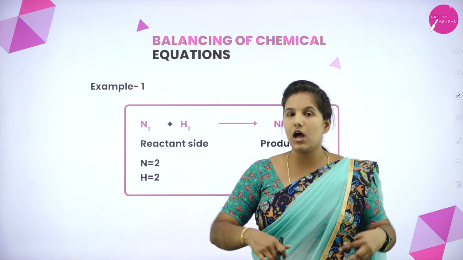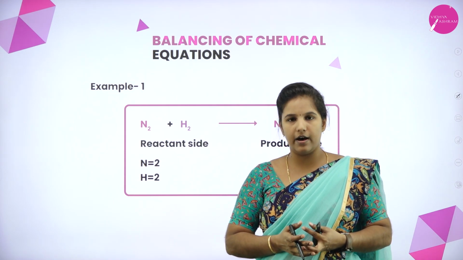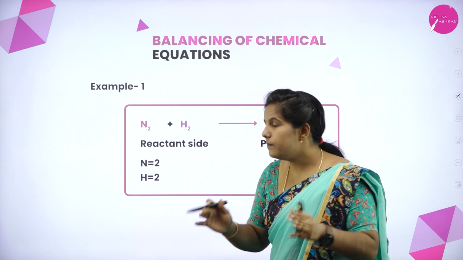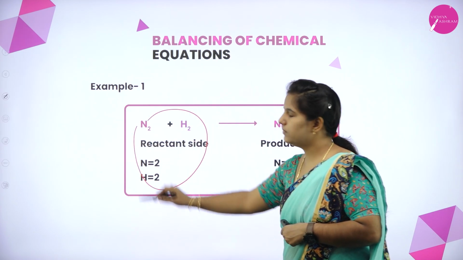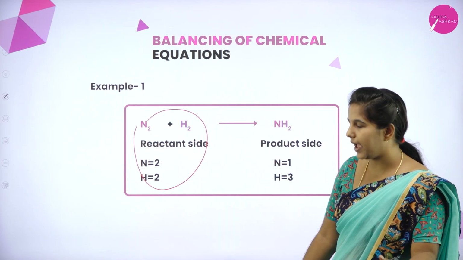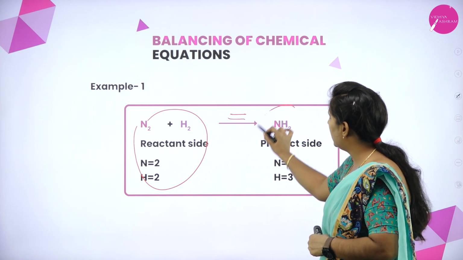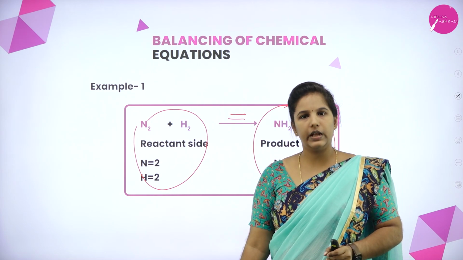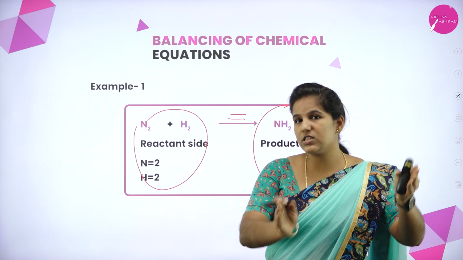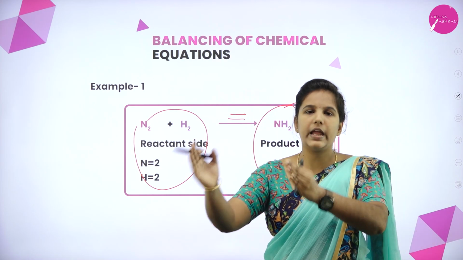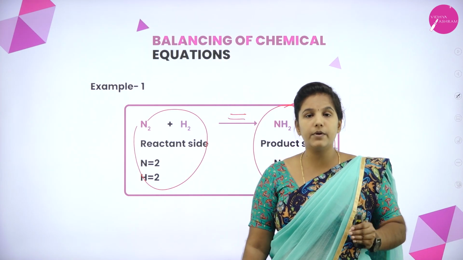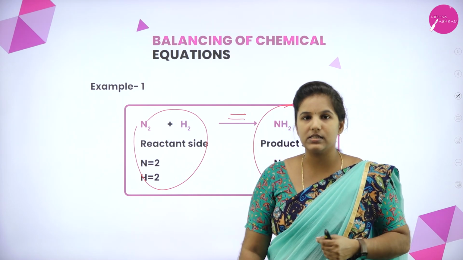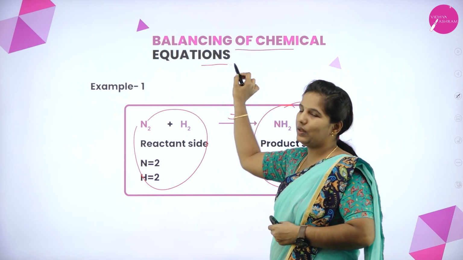We all learned, according to the law of conservation of mass, which we studied in the 9th standard, that the number of atoms present on the reactant side should be equal to the number of atoms present on the product side, right? So the number of atoms on the reactant side should be equal to the number of atoms on the product side. Then we say it is a balanced chemical equation.